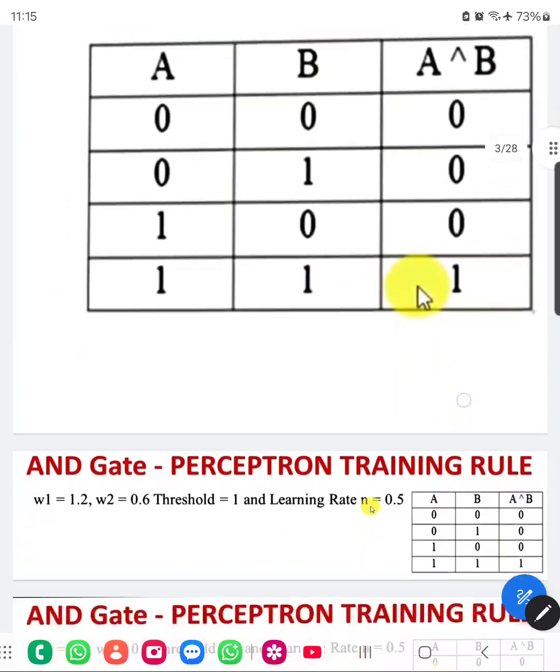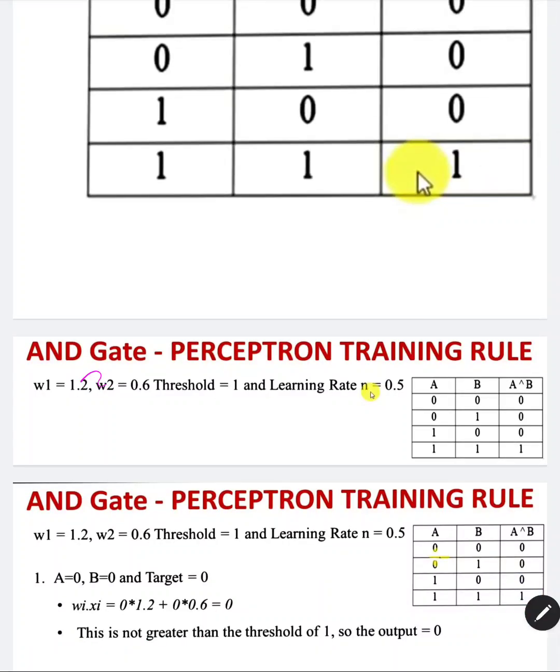Now let's see the assumption. We have assumed that the weight of input A, W1, is 1.2 and W2, the weight of input B, is 0.6. We are taking the threshold value as 1 and the learning rate n equal to 0.5. The learning rate means the rate at which the training samples will learn the values. You don't have to get into the details of the learning rate for now. We will take an average of 0.5. We can take 0.1 or 0.2 also, but on average a learning rate of 0.5 is good enough.